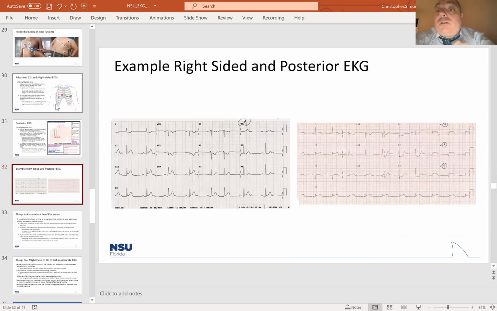Okay, and then of course, if you do a posterior and you print out a 12 lead, you need to mark it. So put that 7, 8, and 9 on the 12 lead, because the person after you, they won't know that that's looking at the posterior.